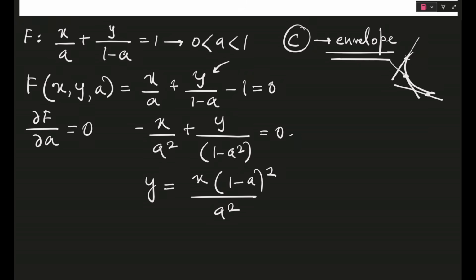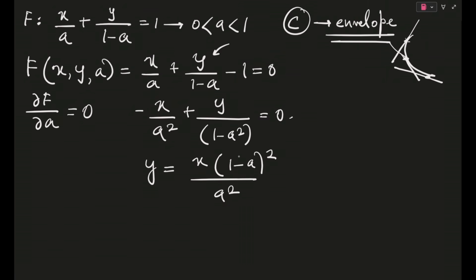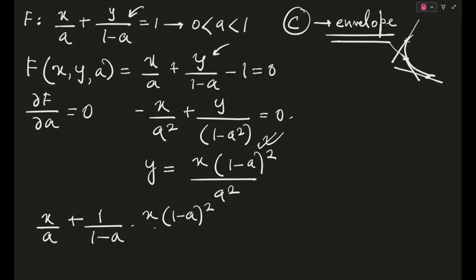Okay. And after this, we have got the value of y in terms of x and a. So we will take this particular value and put it in the family equation. So if I do that, this will come out to be x by a plus 1 by (1 minus a) into x into (1 minus a) whole square by a square, and minus 1 is also there, is equal to 0, right?